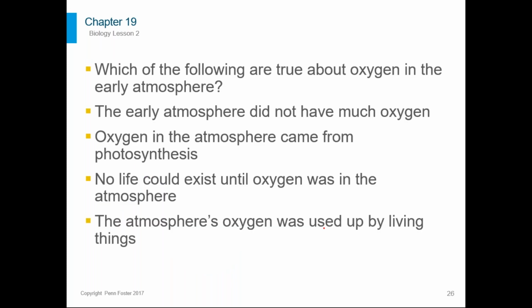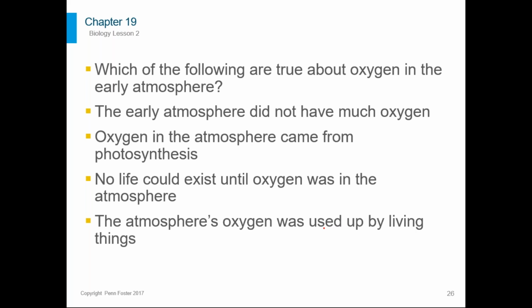And our last review question here. Which of the following is true about oxygen in the early atmosphere? Our options are: the early atmosphere did not have much oxygen; oxygen in the atmosphere came from photosynthesis; no life could exist until oxygen was in the atmosphere; and the atmosphere's oxygen was used up by living things. Okay, so actually two of these are true. I'll give you a few seconds to think about it. And of course, you can pause the video if you need more time.